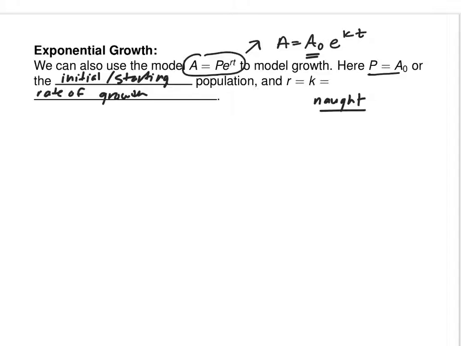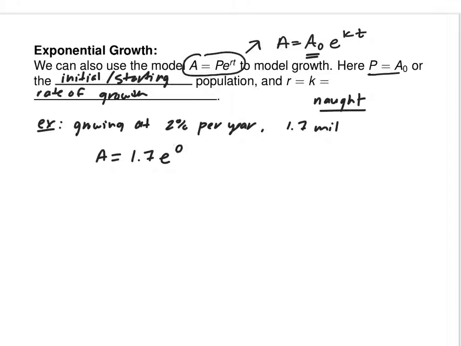So just squeeze this above this. So if I told you that a population is growing at 2% per year, and it starts with 1.7 million, the equation would be 1.7 e to the 0.017 t. I did not do that right. I'm sorry. So the 1.7 is what you start with. In the exponent goes the rate, 0.02t.